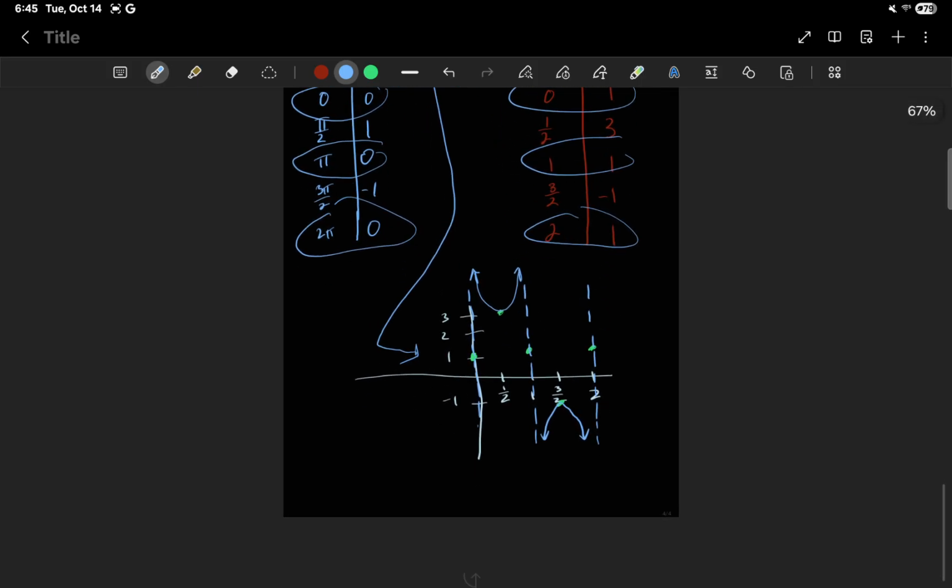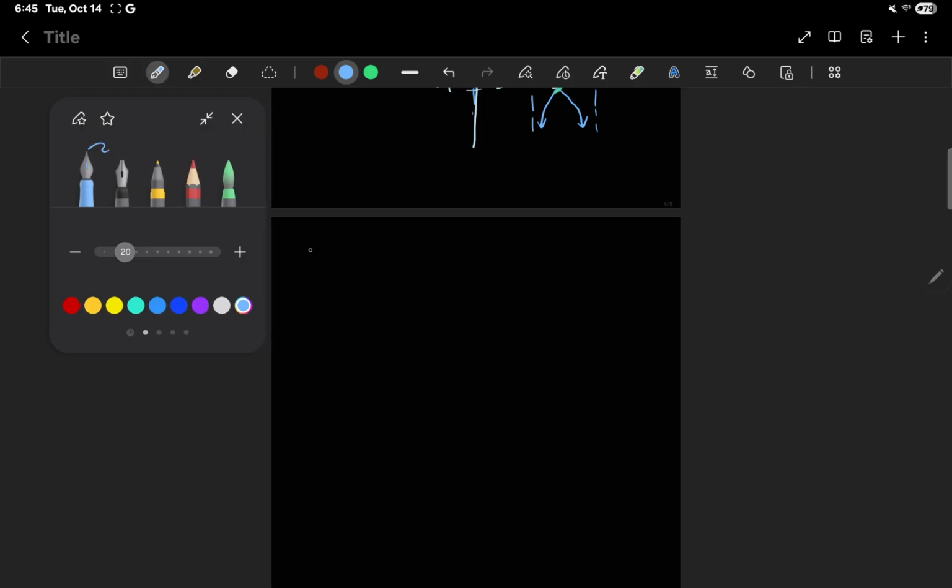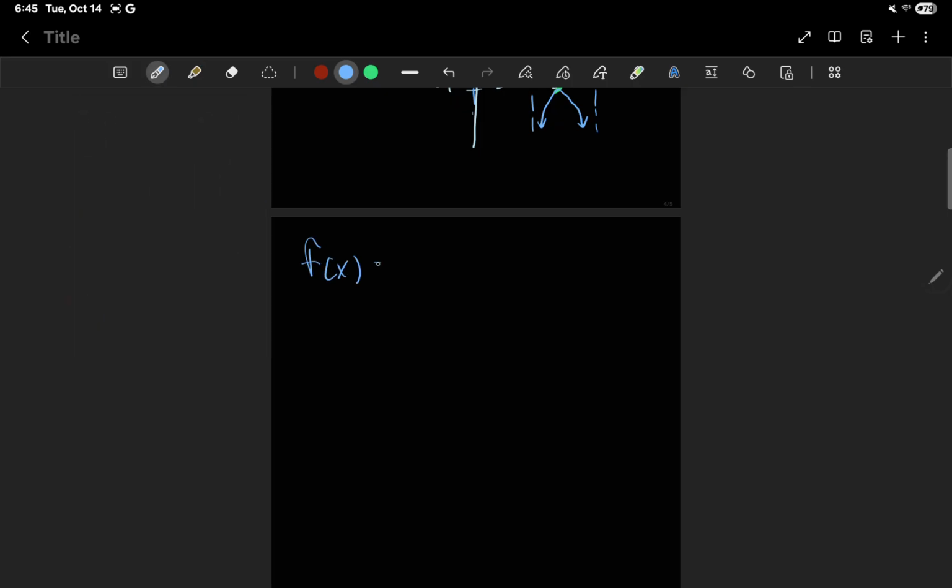Okay, and then finally, let's do one more, and we'll do tangent. So let's say we want to graph f of x is equal to 3 tangent of pi over 4x plus 1. Just making up numbers. So for the original graph, we want tangent of x. This is equal to y.